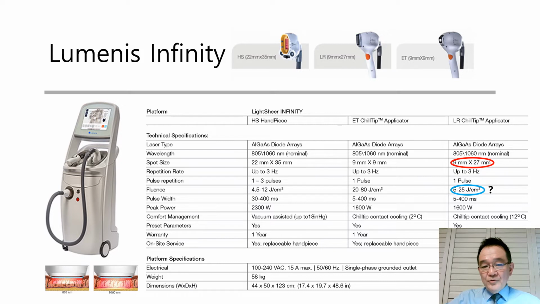Lumenis also introduced Infinity model, which has 805 nanometer or 1060 nanometer wavelengths, so dual wavelengths, and 9 by 27 millimeter spot size was added, but I don't have enough experience to talk about this model.